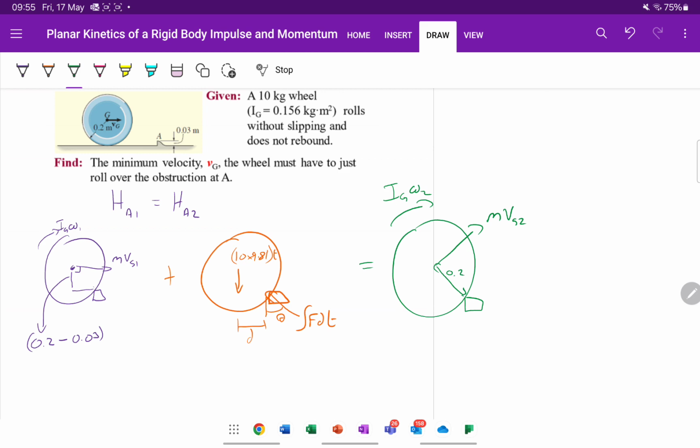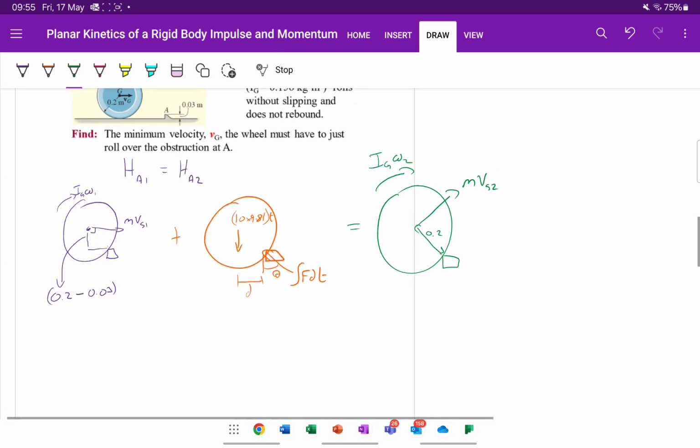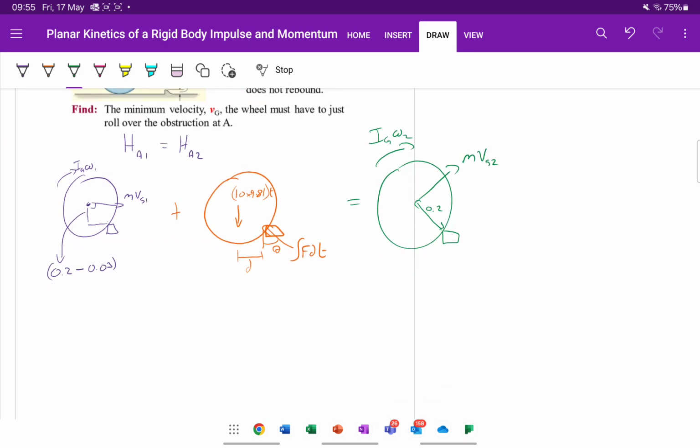Okay, so in the purple diagram, it's rolling along the ground. In the orange diagram, it's hit the step, and we're thinking about the forces that are being applied over the time that it's in contact. And then in the green diagram, it's just starting to lift off the ground and roll around that step, but it's in the first stage of that transition. So if we're thinking conservation of momentum, then we're saying whatever there was at the start in the purple diagram is there at the end in the green diagram.